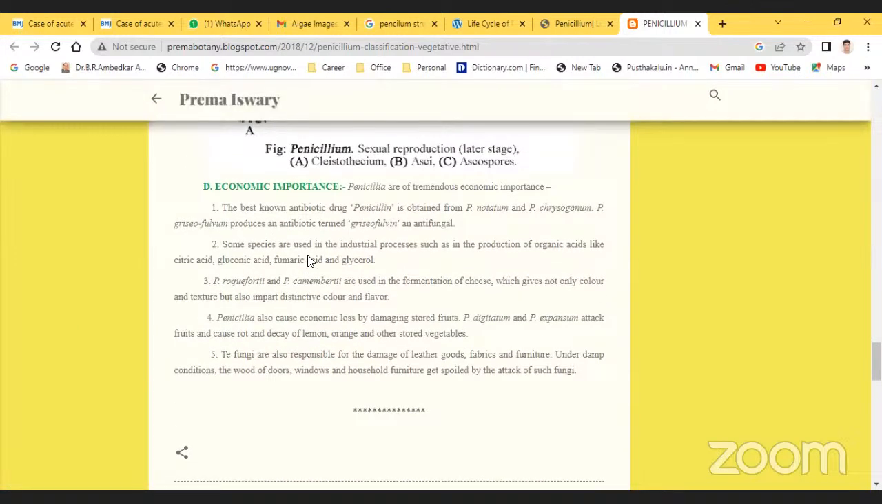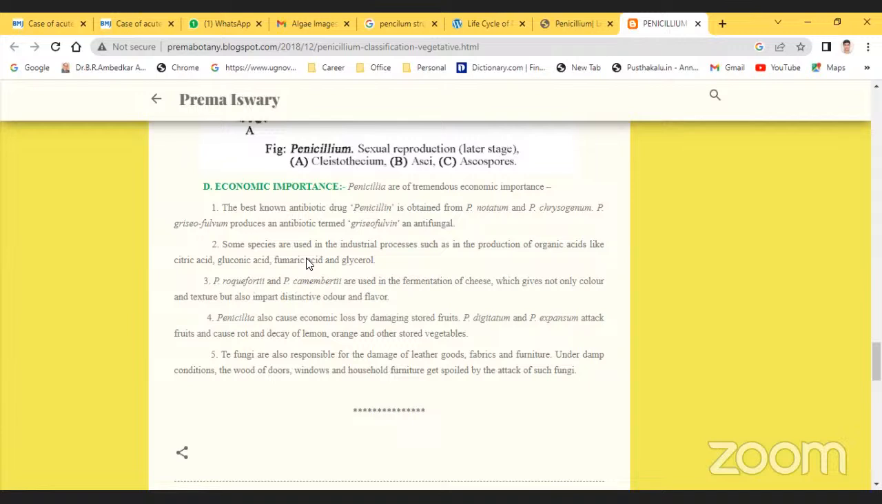Now some of the economic importance of Penicillium. Penicillium has very useful medicinal uses. The best antibiotic drug, penicillin, is obtained from Penicillium notatum and Penicillium chrysogenum. These are very important for general knowledge and for your exams also. Many times these questions are asked. Penicillin is obtained from Penicillium notatum and Penicillium chrysogenum. Griseofulvin is also produced by Penicillium, and it is an antifungal drug.